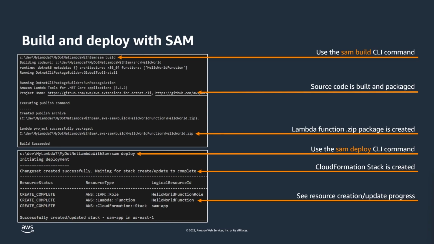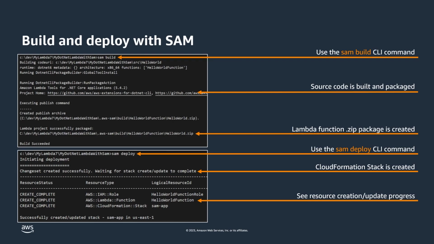So after we've gone through and done some local invocations of our application where we feel comfortable deploying to the cloud, we can then run SAM build. Like I mentioned earlier, it builds up that source code and packages it into a particular artifact that allows us to deploy it out. Then we can use the SAM deploy command to create that CloudFormation stack. And what's great about the SAM CLI is that we can see all the resource creation and updates in real time as we go through it.